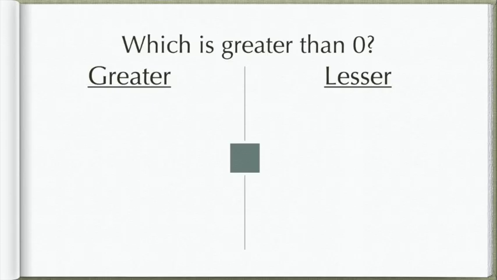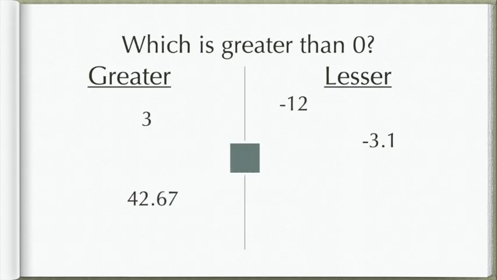So here's a little practice thing. We're going to start with an easy one. Which one of these numbers is greater than 0 and which one is lesser than 0? 3. 3 is greater than 0 because it's positive. What about negative 3.1? That's lesser than 0 because it's negative. And negative 12? It's negative, so again, it's going to be less than 0.